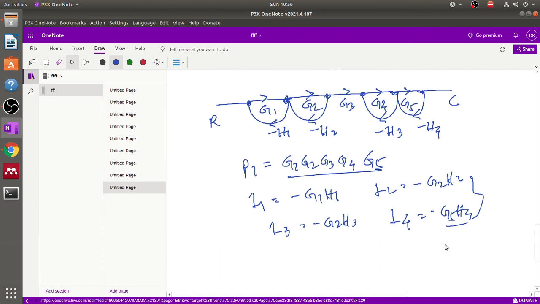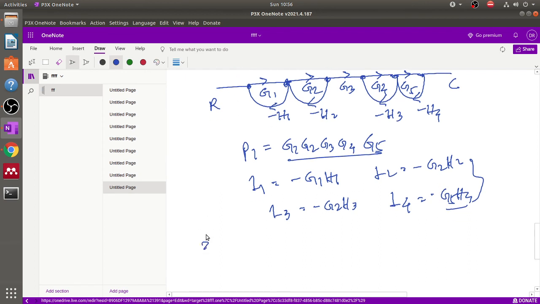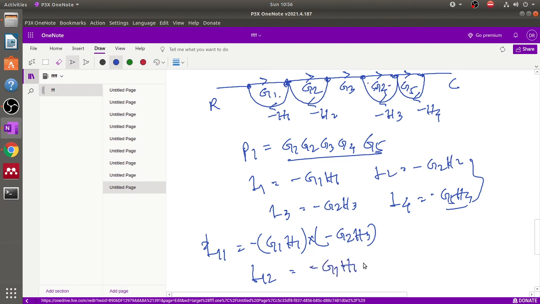But here one problem arises. If we consider L11, that means two non-touching loops. This loop and this loop are non-touching, so just take the product: minus G1 into H1 multiplied by minus G2 into H3, because these two are individually non-touching. So this is L11. For L12, these and these, that is minus G1 into H1 into minus G5 into H4.